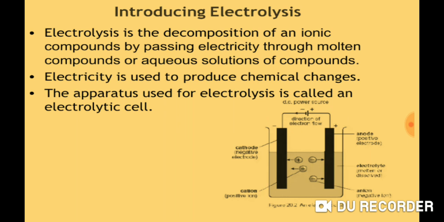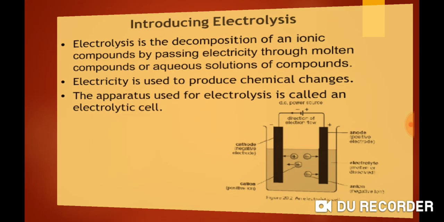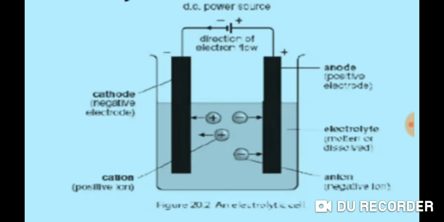Electricity is used to produce chemical changes, and the apparatus in which the electrolysis is carried out is called an electrochemical or electrolytic cell. So you can see a diagram of the electrolytic cell. Here we have two metal plates. One is the cathode, the negative terminal, and the other is the anode, connected to the positive terminal of a DC power supply. For the DC power supply, we use either a battery or a cell.